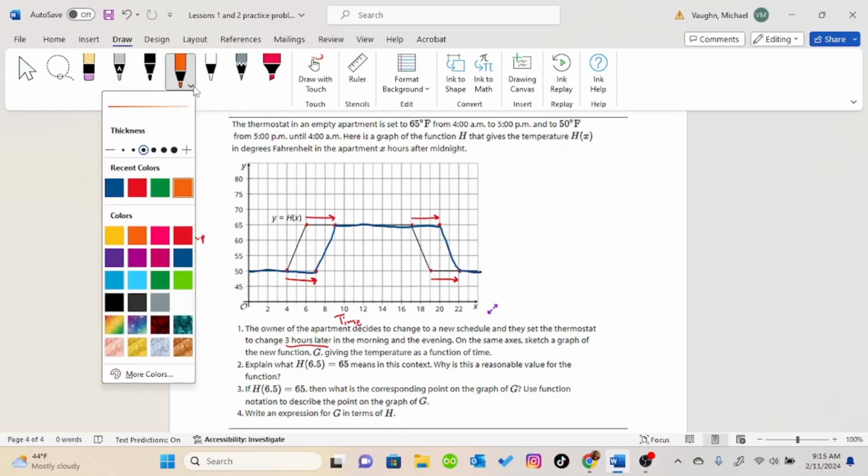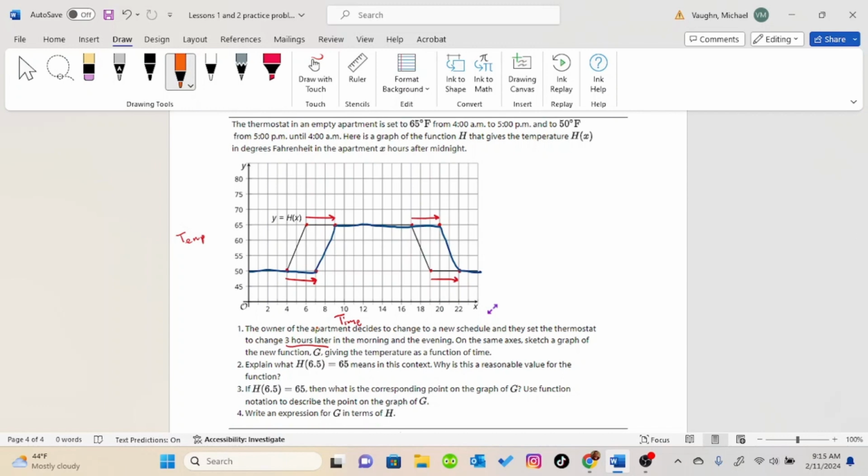Number 2. Explain what h of 6.5 equals 65 means in this context. That means it is 65 degrees Fahrenheit at 6:30 a.m.